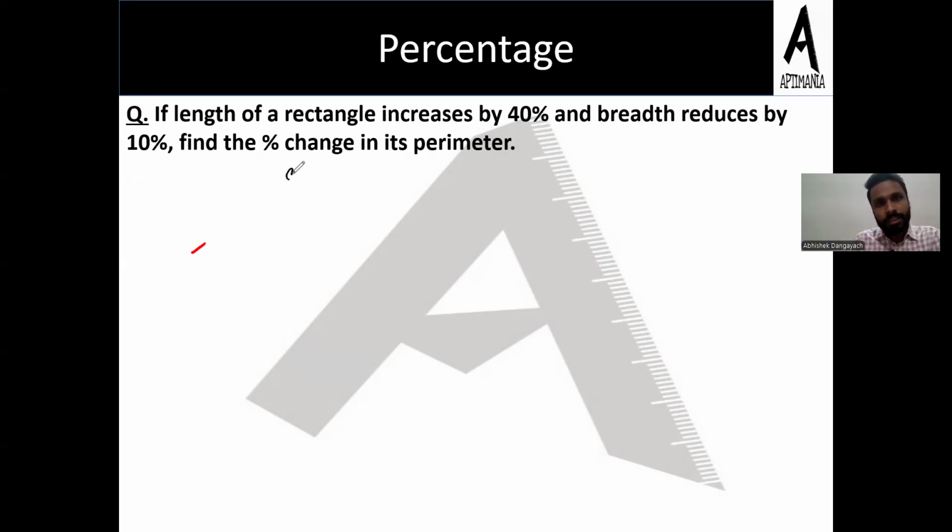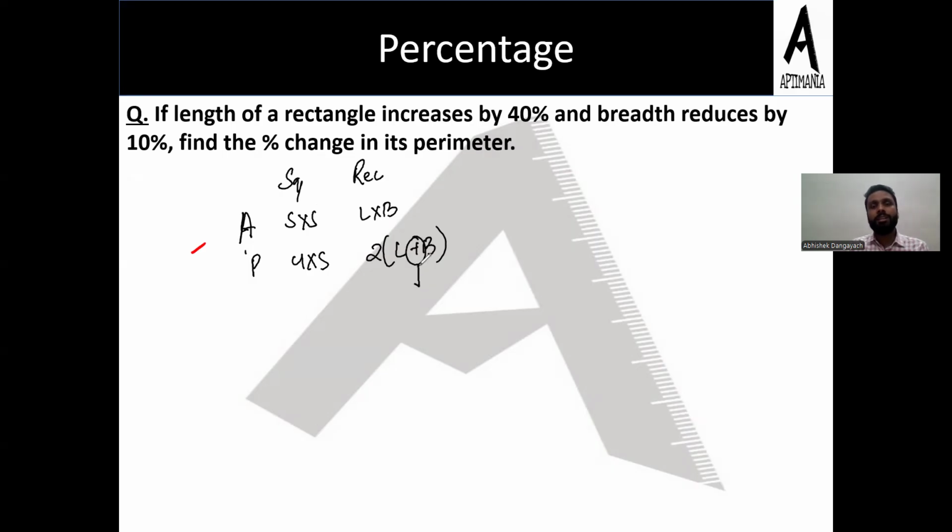I'm just writing down the formulas. It's a square, it's a rectangle, it's a length, it's an area, it's a perimeter. So for a square, area is side into side. For rectangle, it's L into B. For perimeter of a square, it's 4 into side. For a rectangle, it is twice of L plus B. Just go through the four formulas. Try to figure out the reason why we are unable to calculate the percentage change in perimeter of a rectangle. I hope you must have identified it.